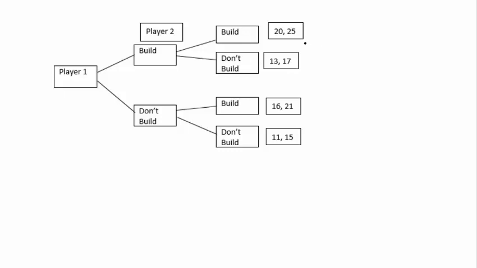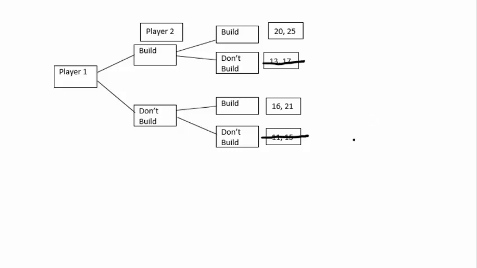So if we look at the second number for the second player, or the player that moves second, which in this case is player 2, we want to compare which number is the most likely for them. So we want to compare which number looks better for player 2. So we see 25 and 17, and since 25 is a bigger number than 17, player 2 would build if player 1 were to build. And if we were to do the same for if player 1 was to not build, we see 21 and 15. So player 2 would choose to build in this situation, as 21 is a higher number.